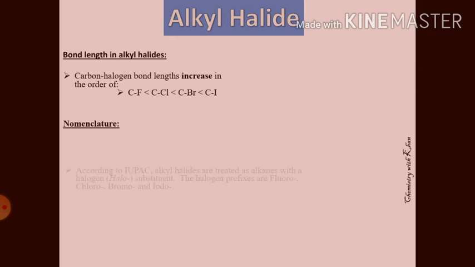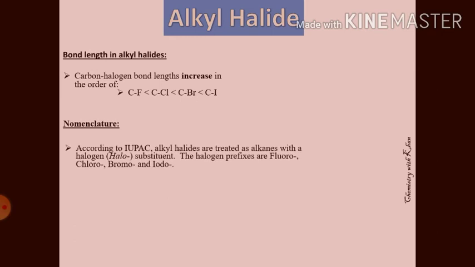Nomenclature of alkyl halide. According to IUPAC, alkyl halides are treated as alkanes with a halogen substituent. The halogen prefixes are fluoro, chloro, bromo, iodo. Such as, you can see that the blue fluorine is attached to carbon. Its name will be fluoroethane.